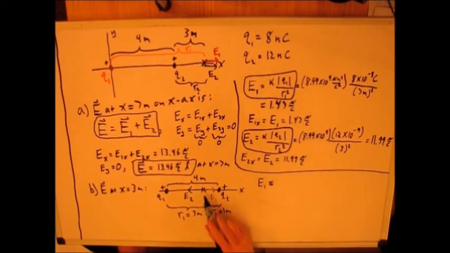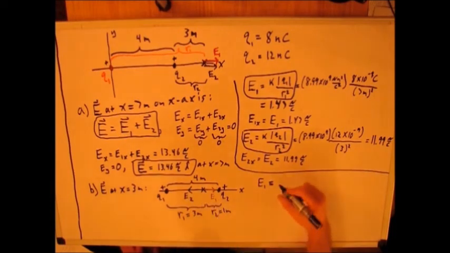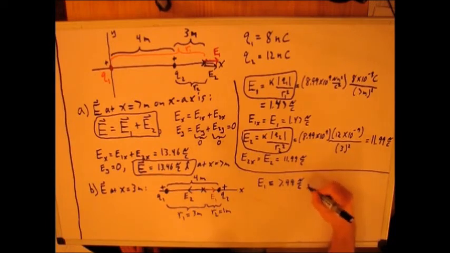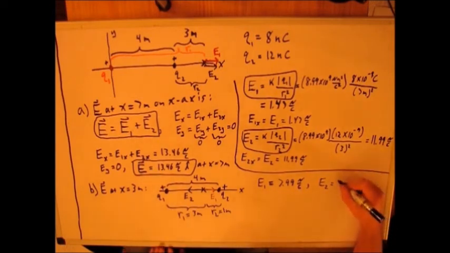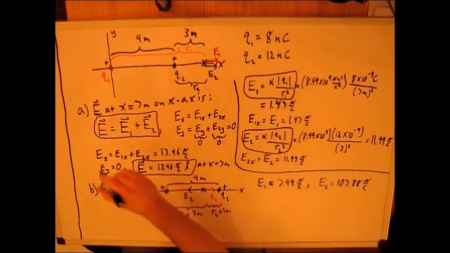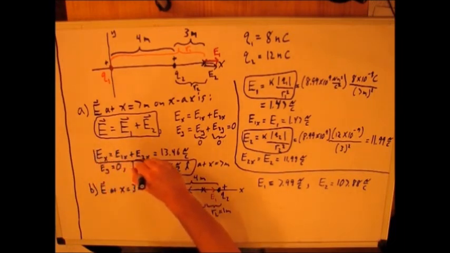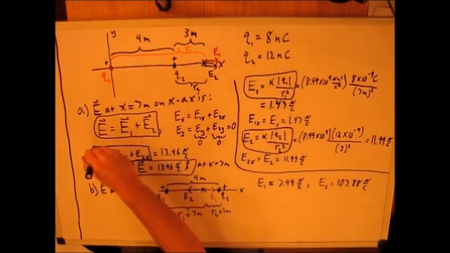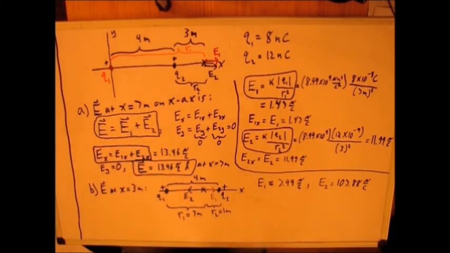Using the same formula for E1 and for E2, just with different distances. The magnitude of E1 at that spot is 7.99 newtons per coulomb. The magnitude of E2 is 107.88 newtons per coulomb. So those are the two magnitudes. Then we need the x components of each of them, because the x component of the net field is obtained by adding together the x components of the two individual fields at that spot.